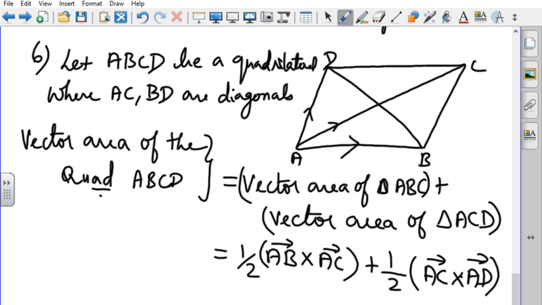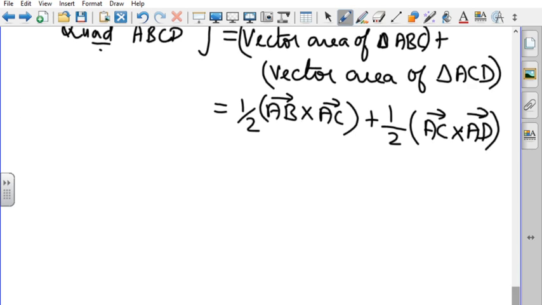Now what am I going to do? I am going to change AC here. To change it, in the cross product, A cross B to B cross A, we have to change the sign to negative, isn't it?